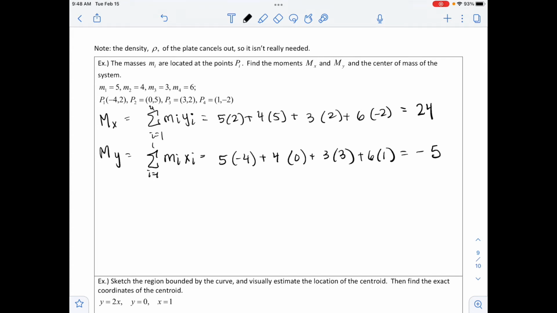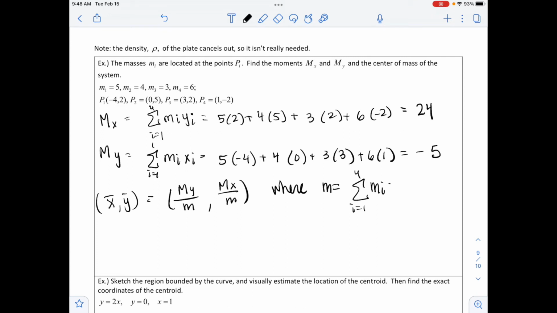Then to find the center of mass, which we called x bar comma y bar, this is equal to m sub y over m and m sub x over m. Here m, lowercase m, is equal to the sum of those masses, so the sum from i equals 1 to 4 of m sub i, which is 5 plus 4 plus 3 plus 6. This works out to be 18. So x bar is m sub y, which is -5, over m, which is 18. And y bar is m sub x, which is 24, over lowercase m, which is 18. You can simplify y bar. So we have -5 over 18, comma 4 over 3.